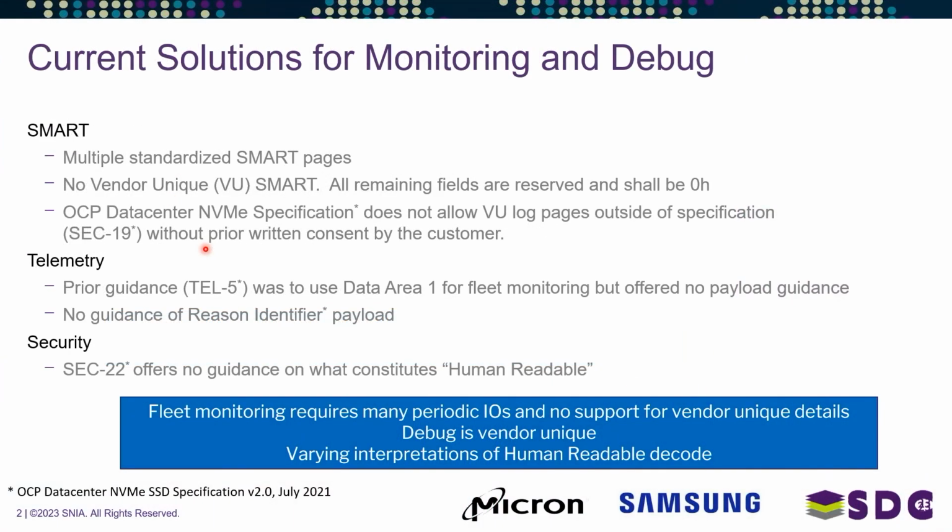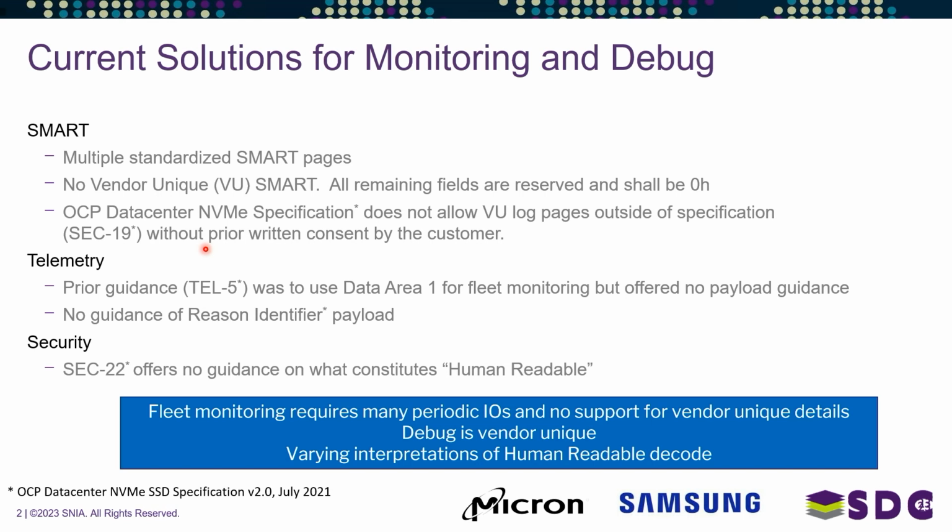So our current solution today for monitoring and debug, there are multiple standardized SMART pages floating around. There's no vendor-unique SMART opportunity. That's because if you look at either the NVMe or the OCP SMART page, any of the unallocated fields are declared as reserved. Reserved means they must be 0. And rightfully so, if you started adding vendor unique stuff and then the next generation of spec wanted to add more, it would stomp on top of that. So that really gave no opportunity to add any vendor unique SMART.